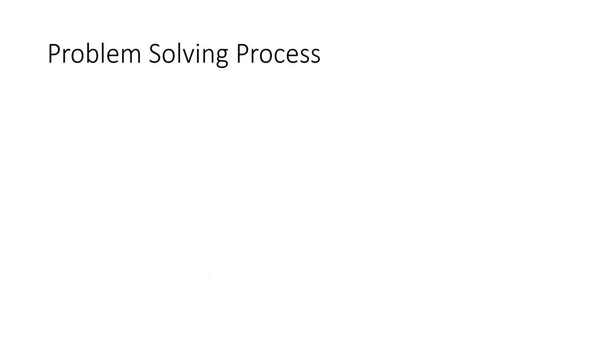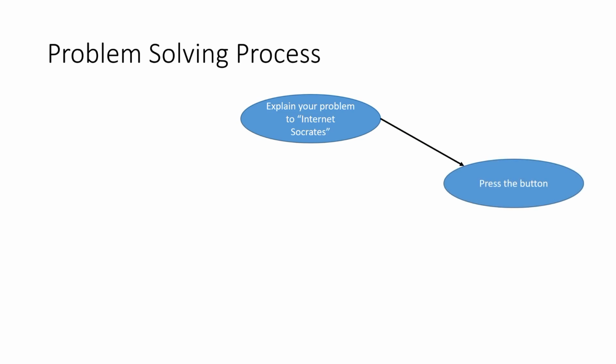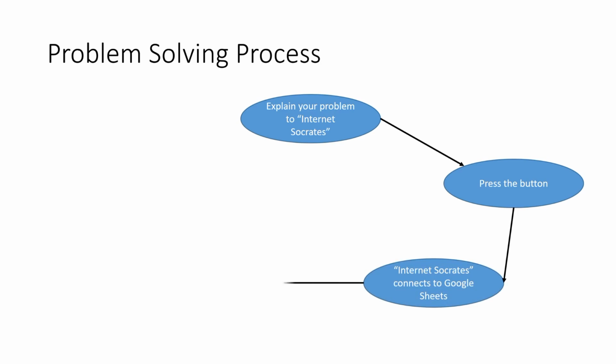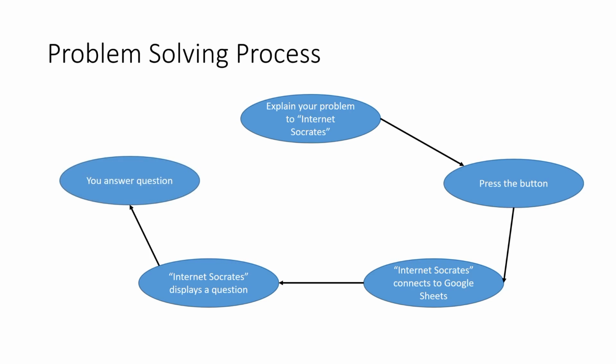But how does it work? You explain your problem to your internet Socrates. If finished, you press the button and wait for a moment. The device connects to a Google Sheet with all the intelligent questions, picks randomly one and displays it. And because the question is good, it encourages you to answer. During this process, according to Socrates, you learn more about your problem. In rare and hard cases, you even can repeat this process and answer a second question.